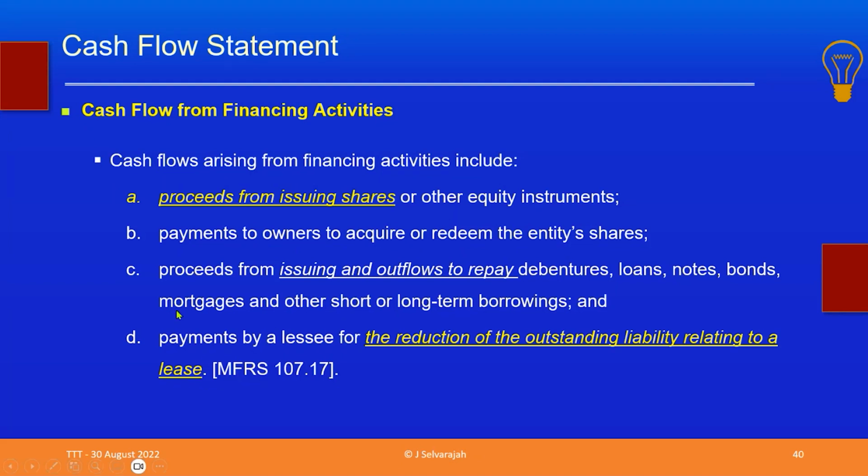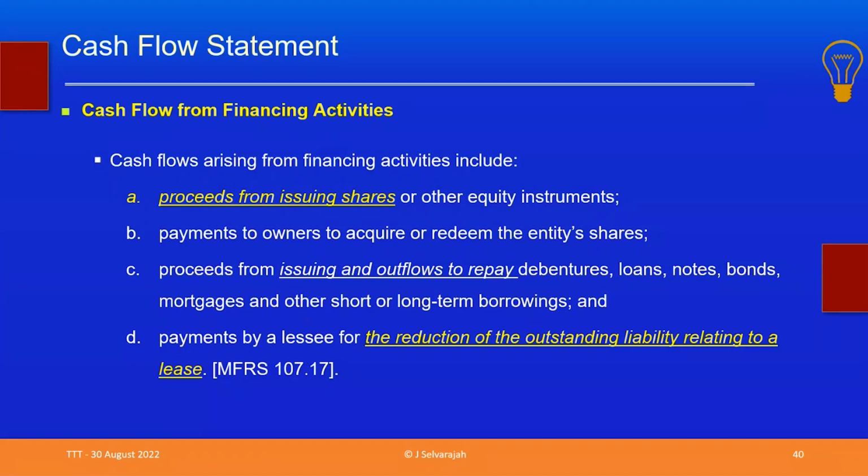And bonds, of course. Mortgages are charges on the company's property for financing. And payments by a lessee for the reduction of the outstanding liability, relating to a lease. Now, this one is very simple.